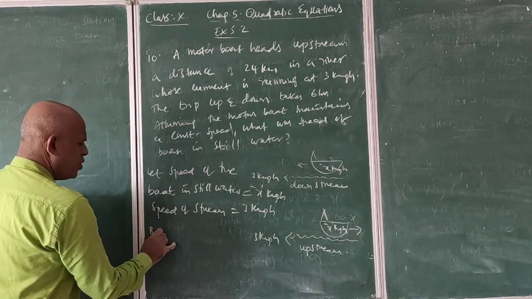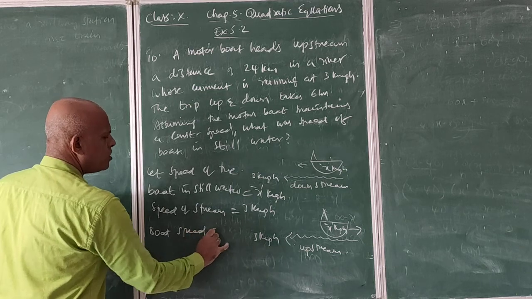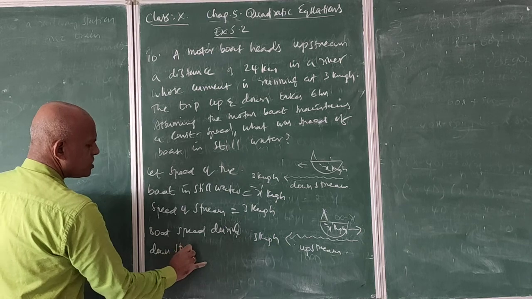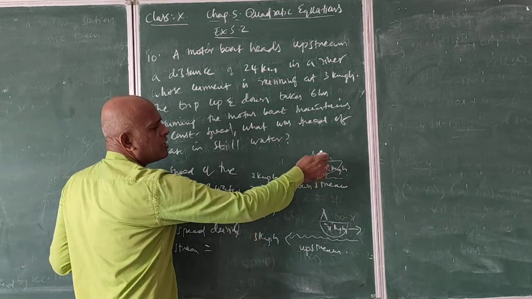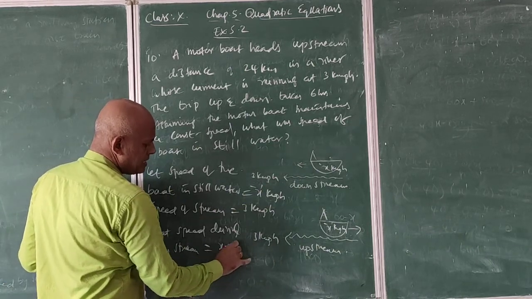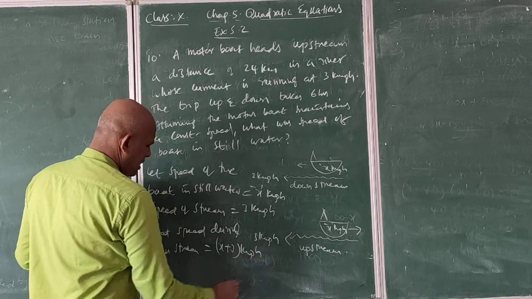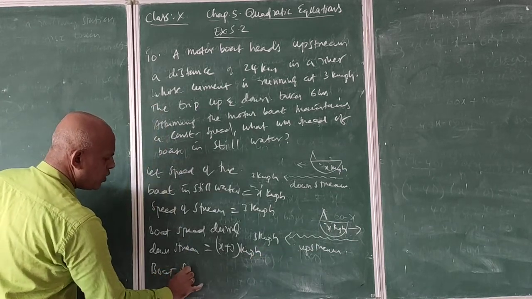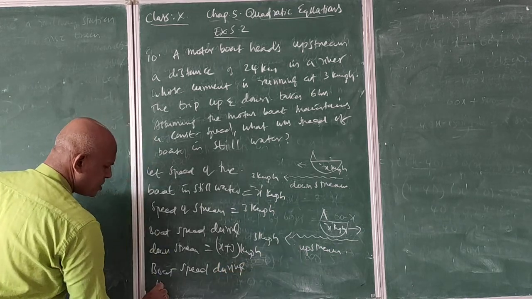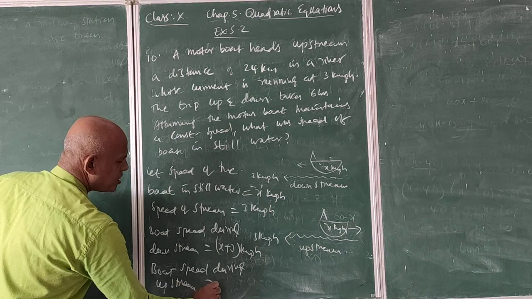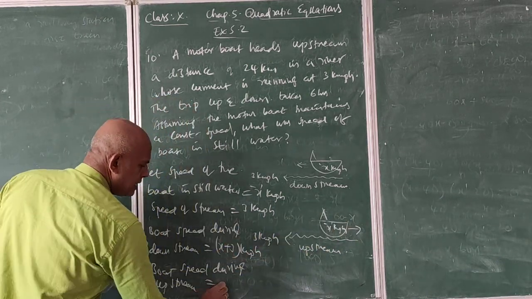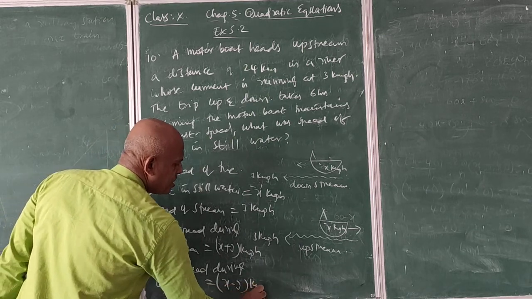Now the boat speed during downstream, what happens? The speed of the boat adds, the speed of the stream adds here, that is equal to x plus 3 km per hour. Now the boat speed during upstream, it is traveling in the opposite direction, and the speed of the boat decreases with the speed of the flow of water, that is x minus 3 km per hour.